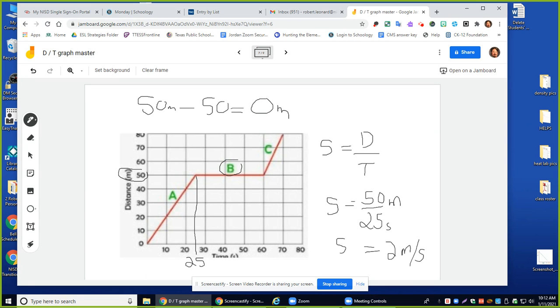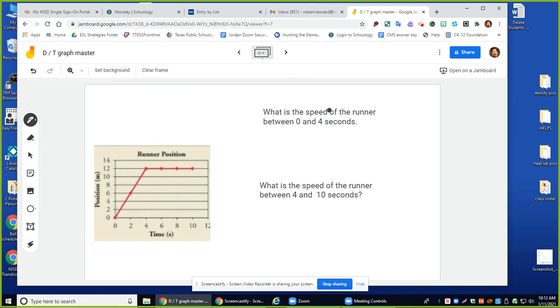Okay, next one. Number 8. What is the speed of the runner between 0 and 4 seconds? All right, well, let's look at it. Here's 4 seconds. Everybody go ahead and draw this graph. You only need to label this 12 and 4. So, what's the motion here? It's moving away from the origin at a constant speed, and then it stops.